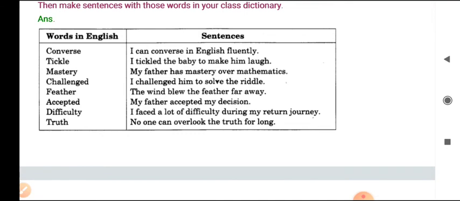Converse. I can converse in English fluently. Tickle. I tickled the baby to make him laugh. Mastery. My father has mastery over mathematics. Challenge. I challenge him to solve the riddle. Feather. The wind blew the feather far away. Accepted. My father accepted my decision. Difficulty. I faced a lot of difficulty during my return journey. Truth. No one can overlook the truth for long.